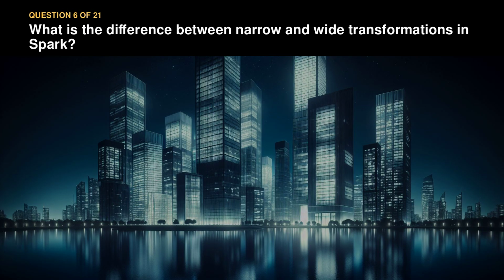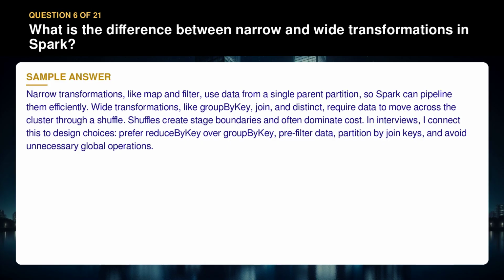Question 6. What is the difference between narrow and wide transformations in Spark? Narrow transformations like map and filter use data from a single parent partition, so Spark can pipeline them efficiently. Wide transformations like groupByKey, join, and distinct require data to move across the cluster through a shuffle. Shuffles create stage boundaries and often dominate cost.